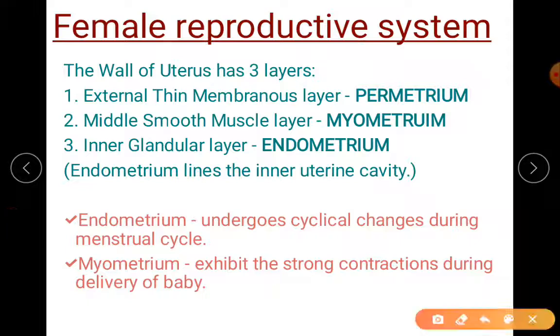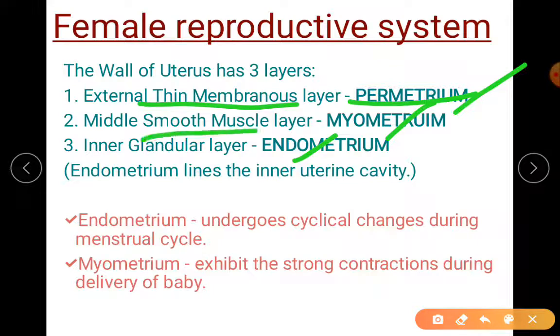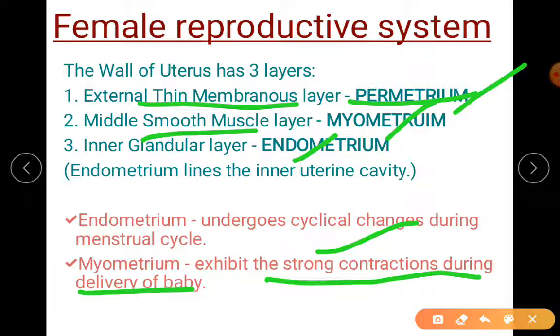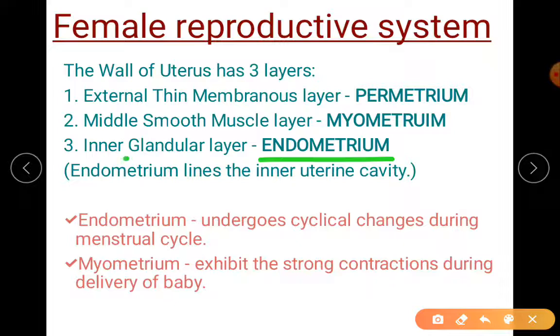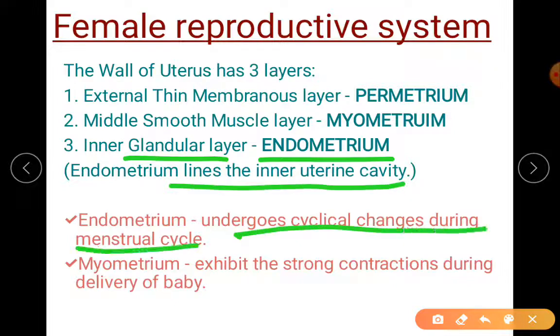The three layers of the uterus: perimetrium, myometrium, endometrium. Perimetrium is thin and membranous, which is able to expand and also retract back to the same original shape. Myometrium is a smooth muscle layer required during the delivery of the baby, exhibiting strong contractions. And then the innermost is your endometrium, which is your glandular layer. That is the one which undergoes cyclic changes during the menstrual cycle.